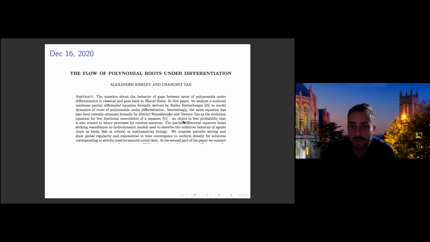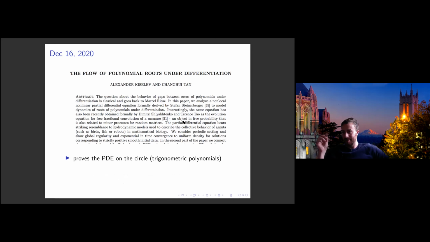And then another result, which is really fantastic, is a paper by Kiselev and Tan. And what they do is they take the entire problem, they put it on the circle. So instead of polynomials, they have trigonometric polynomials on S1, which can be identified with the torus, right? And you ask yourself, what happens with trigonometric polynomials under differentiation? They derive the same PDE with the same trick. It's more or less the same PDE, except that the Hilbert transform becomes the Hilbert transform on S1, so it gets a cotangent instead of a 1 over x.